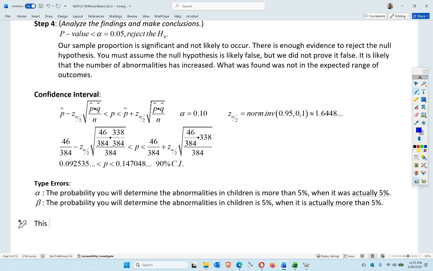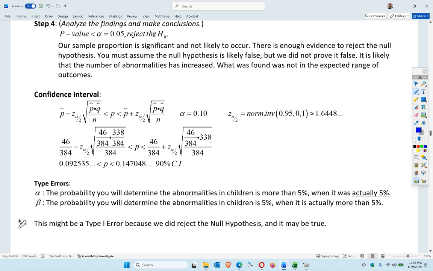So this might be a type 1 error because we did reject the null hypothesis, right? And it may be true, right? So we decided to reject it, but it might be true, right? So we rejected it, which means we're saying it's more, but it might actually be 5%, right? So that's because, again, this is inference. We're never absolutely sure, right?